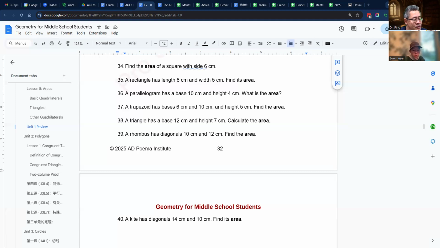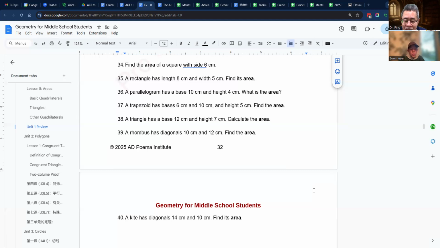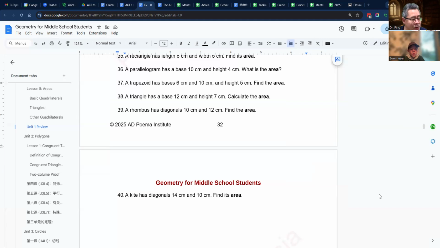Okay. Yeah, we good. 38. Very good. 39, a rhombus has diagonals 10 centimeters and 12 centimeters. Find the area.